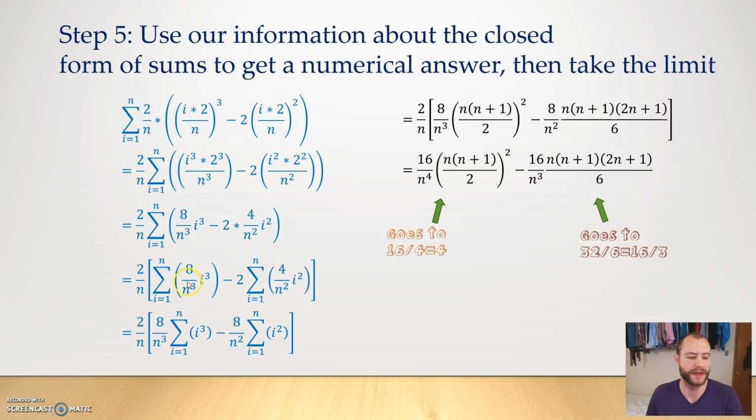The 8 over n cubed can just come out in front, and you're left with the sum of i cubed. Okay. And then the 4 over n squared can come out in front, and it's multiplied by the 2, which gives you 8 over n squared. And then it's the sum of i squared.